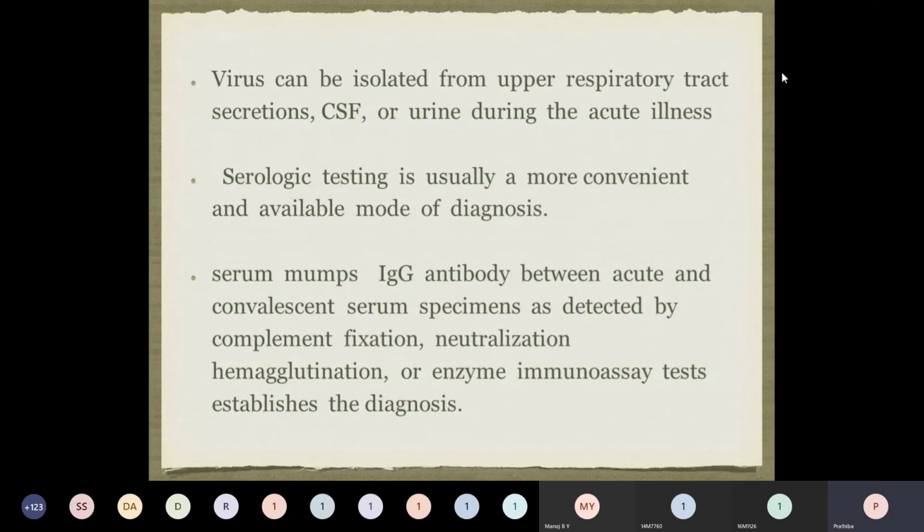Serum mumps IgG antibody between the acute and convalescent serum specimens, as detected by complement fixation, neutralization, hemagglutination or enzyme immunoassay test, is mainly used to establish the diagnosis.